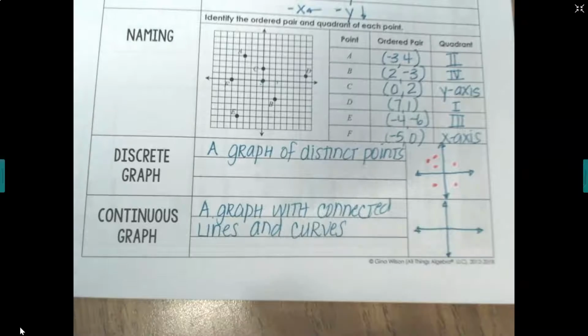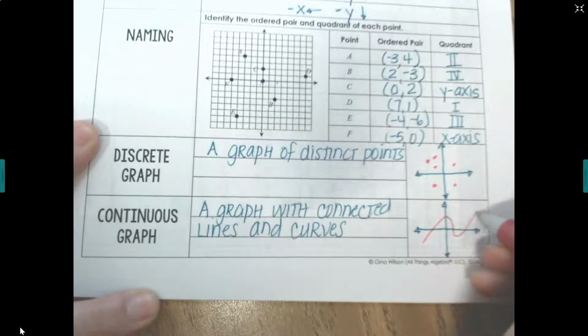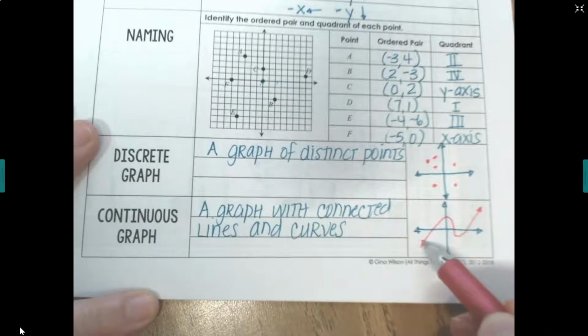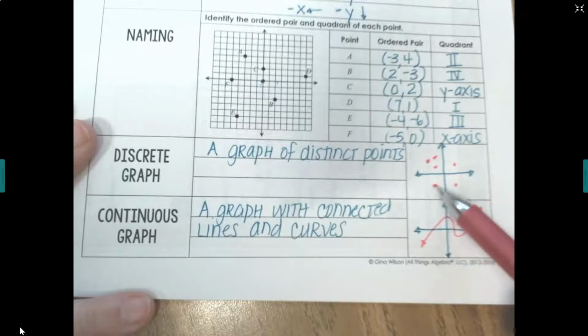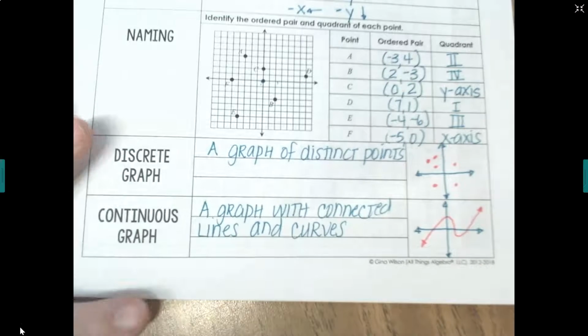So a continuous graph is going to be a graph that's connected with lines or curves. Okay, so I'm going to draw my example here. I'm going to do a curvy one. The idea behind this is there's so many points and they're so close together you can't see any individual point, and that's what makes up the line. So we can't name the individual points as easily like we can with the discrete graph. So the continuous graph is all the points are so close together they're touching, making a continuous line or curve, and the discrete graph are individual points.